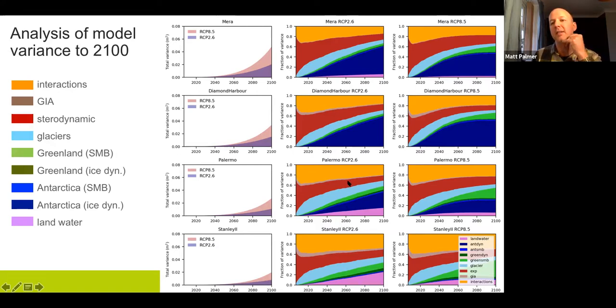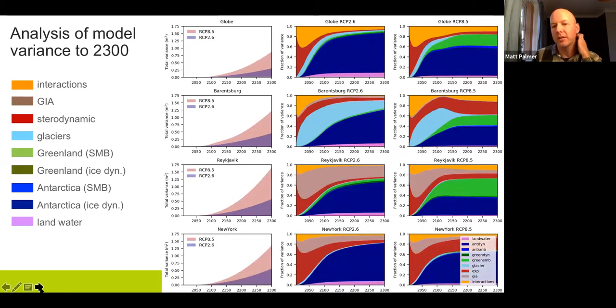So anyway, I guess you can see these interesting dependencies on the timescale and the scenario, but overall there is a tendency for Antarctic ice dynamics to be the dominant uncertainty, which I think is largely borne out by the science as a whole. I would say certainly when we look at longer timescales. So this is the variance to 2100, but as we go to 2300, obviously we get slightly different pictures emerging, but it's very clear, this importance of the Antarctic ice dynamic processes for this uncertainty. Okay.